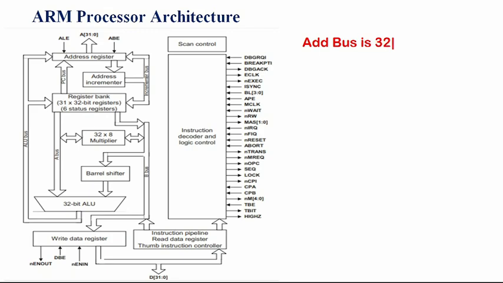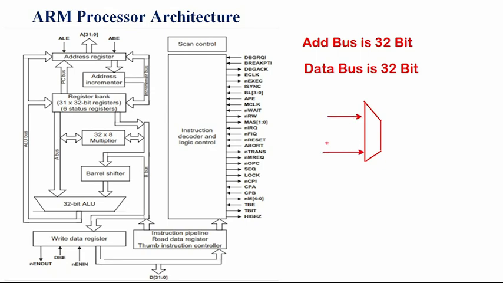Address bus is 32-bit, and it is controlled using two pieces of information. Address bus is 32-bit and data bus is also 32-bit. So both are multiplexed together. I just wanted to tell a small piece of information about a multiplexer. Let us assume this is my address bus and this is my data bus. Both are multiplexed and only one will be available at a time.